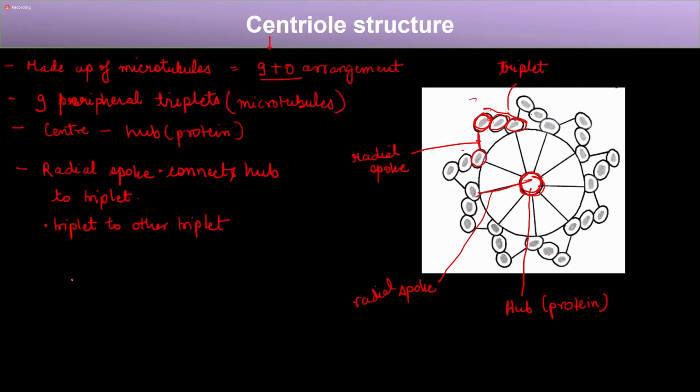Okay. Now, what is this complete structure called? Because of the arrangement, the structure is called a cartwheel structure. It looks like a cartwheel, right? So because of this, it is called a cartwheel structure. So the centriole structure is like a cartwheel structure, and it has a 9+0 arrangement of microtubules.